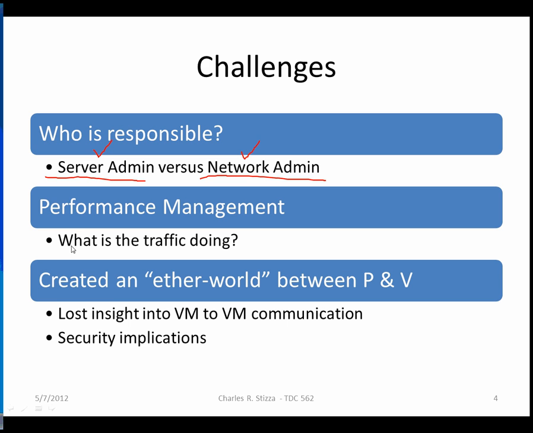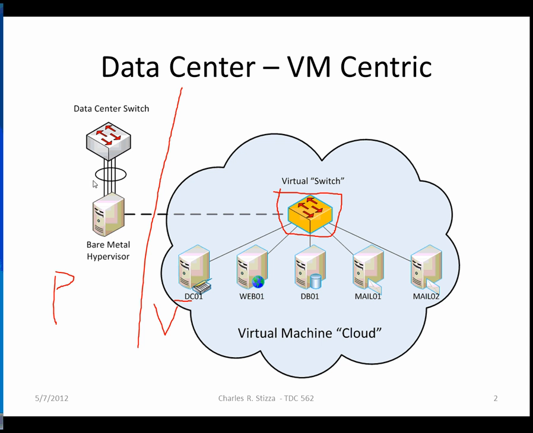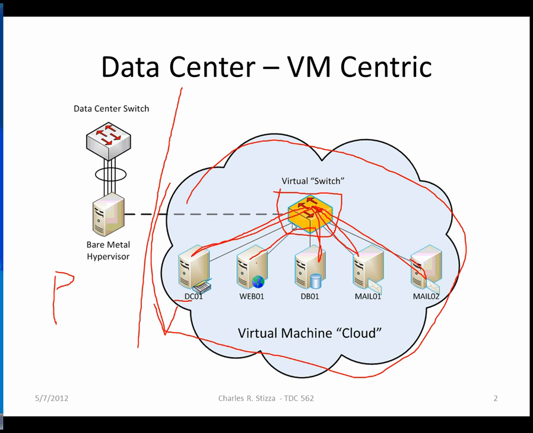The second thing is performance management. How do we monitor this traffic in the virtualized world? What's the traffic doing? There's also kind of an ether world created between the uplink. Here's our physical switch right here. In this software switching world, for traffic within the virtual switch, intra-hypervisor traffic between virtual machines, we don't have a lot of insight into what it's doing. So we need to consider how we approach monitoring and troubleshooting, because tools that apply to a physical switch don't necessarily apply in the virtualized world.